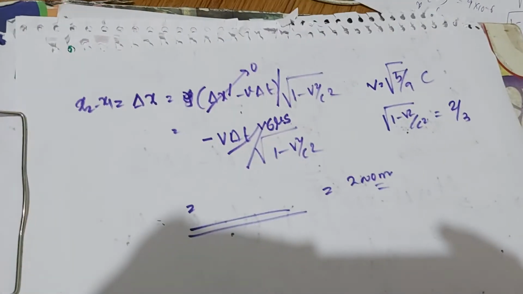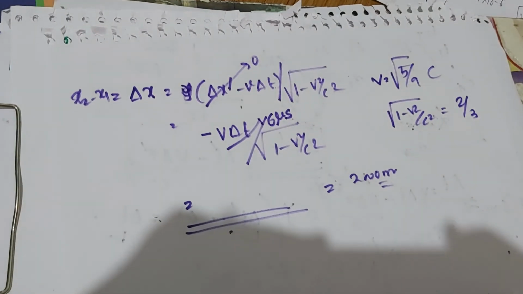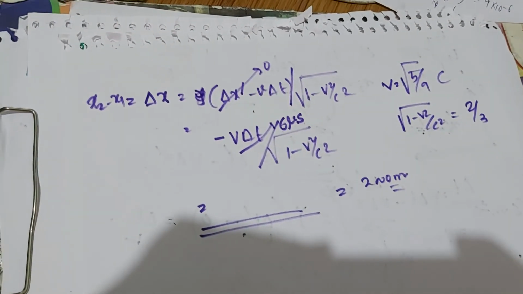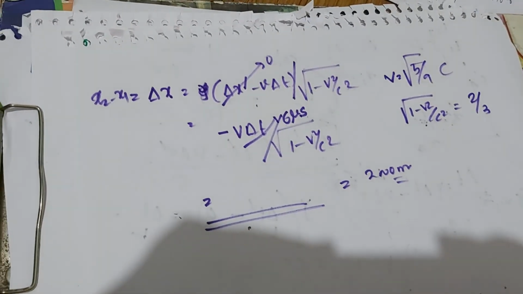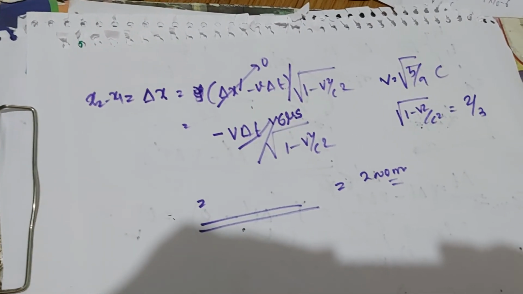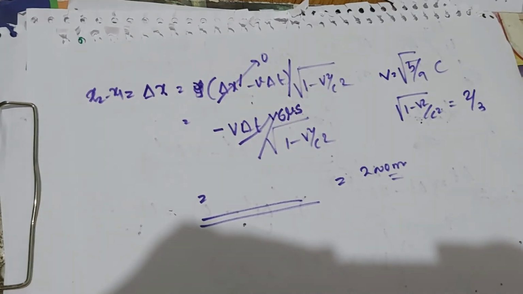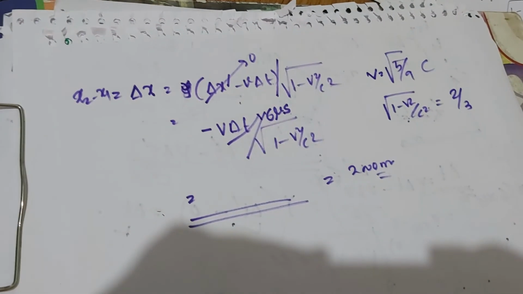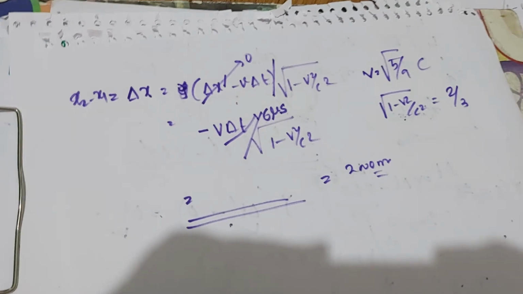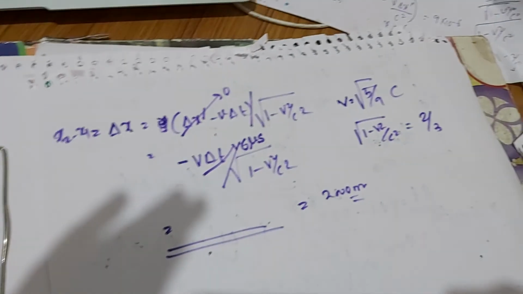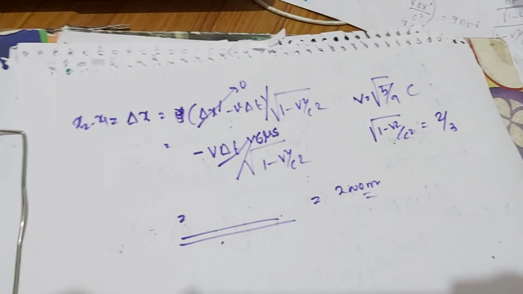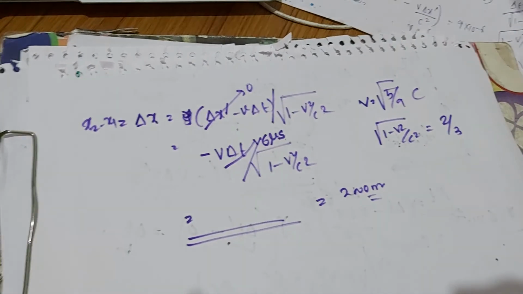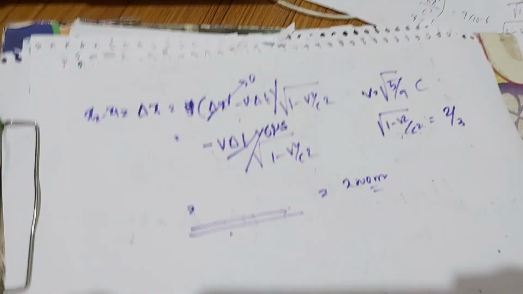So I hope you got the idea. Remember, when there is co-local, first you have to take the time part, Δt' or Δt, and find the value of gamma. Next you take the position part and find the position separation. In the next video we will see the simultaneous case, that is, two events happening at the same time.